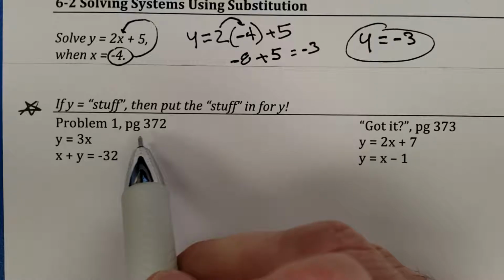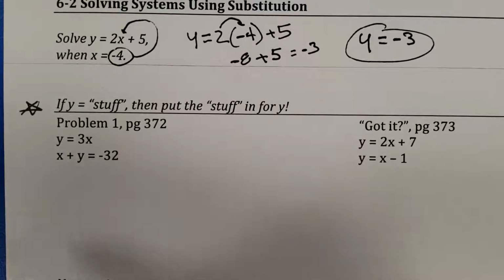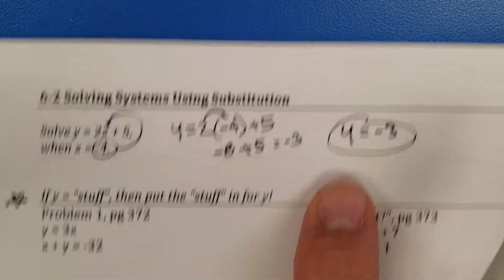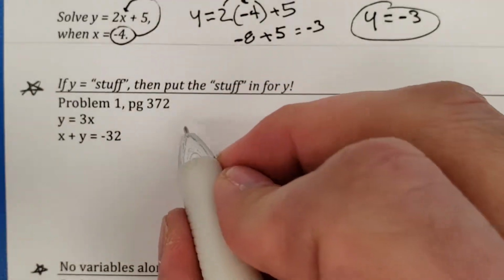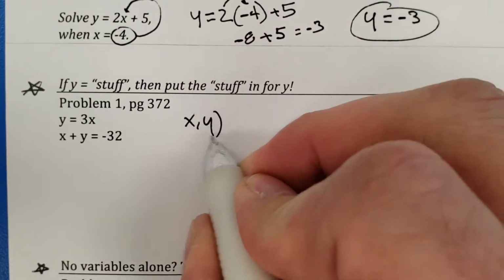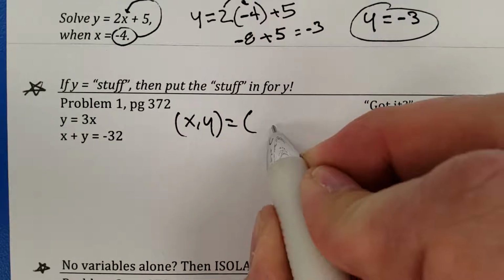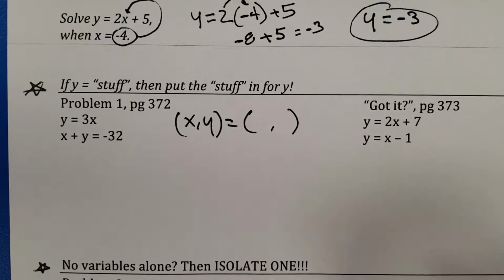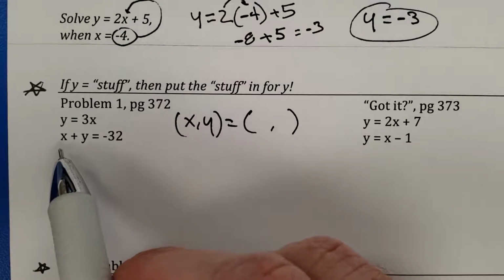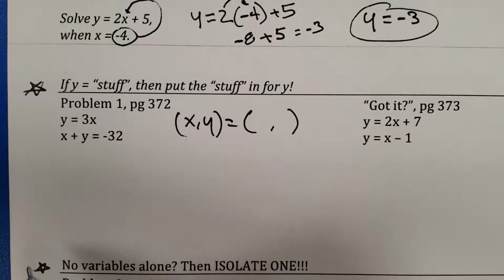This is problem number 1 from page 372. It says we're actually going to solve for x and y. So this is kind of a system. We're solving systems. Again, the whole goal is to figure out what x and y equal. That's what we're trying to figure out, right? So it says y equals 3x, and then x plus y equals negative 32.